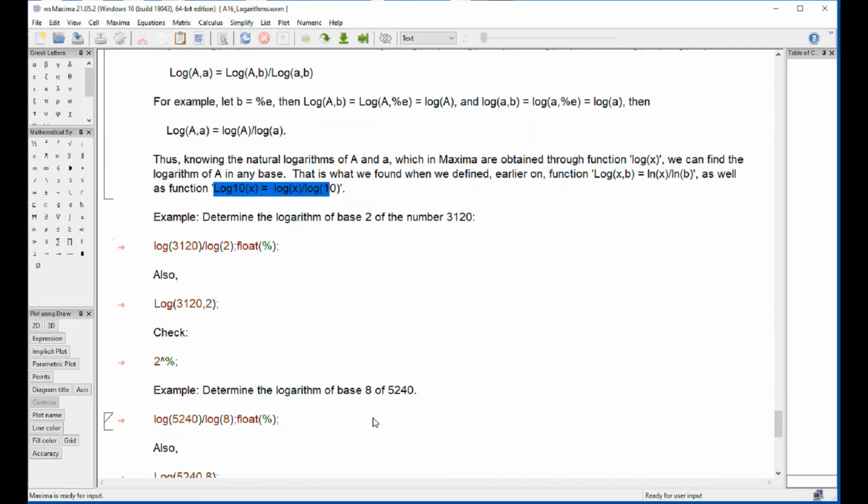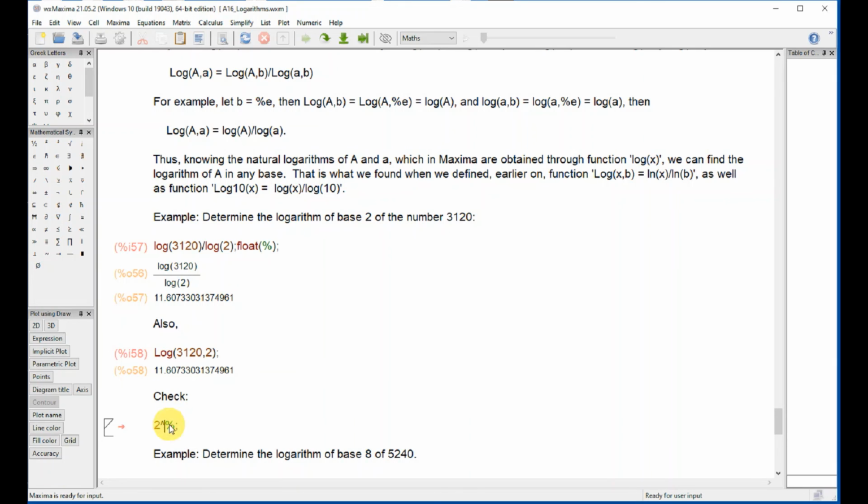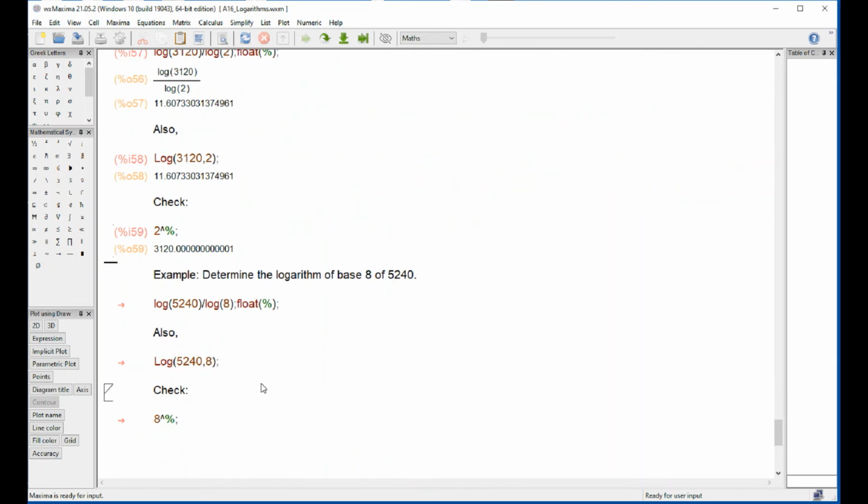Determine, for example, the logarithm of base 2 of the number 3110. Take the natural log of 3110 divided by the natural log of 2, and it gives you 11.6. We can check here. Well, we can do it using our function in general and check 2 to the power of that number gives you 3110.